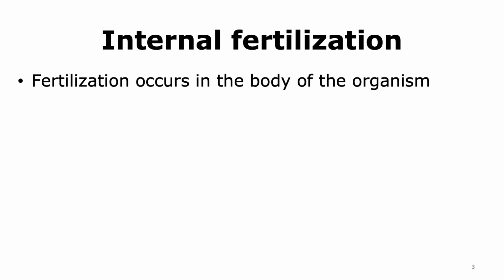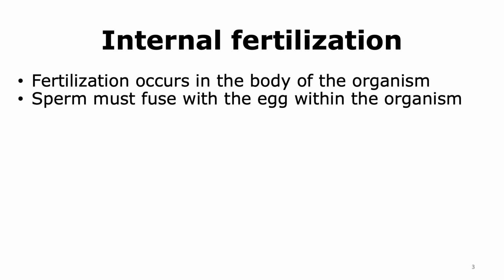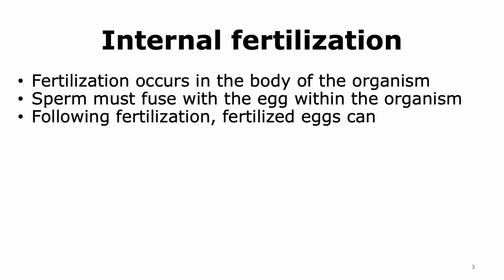Depending on where fertilization occurs, we have two types of fertilization. In the case of external fertilization, the process of fertilization occurs outside the organism's body. However, in the case of internal fertilization, the process of fertilization occurs within the body of the organism, which is usually a female organism. Thus, in the case of internal fertilization, the sperm must fuse with the egg that is present within the organism.